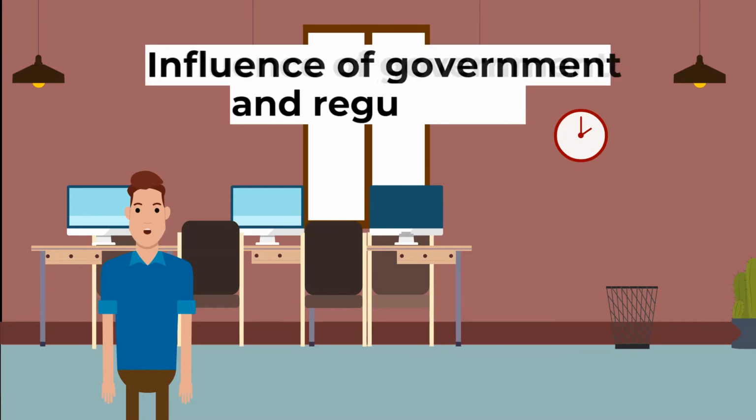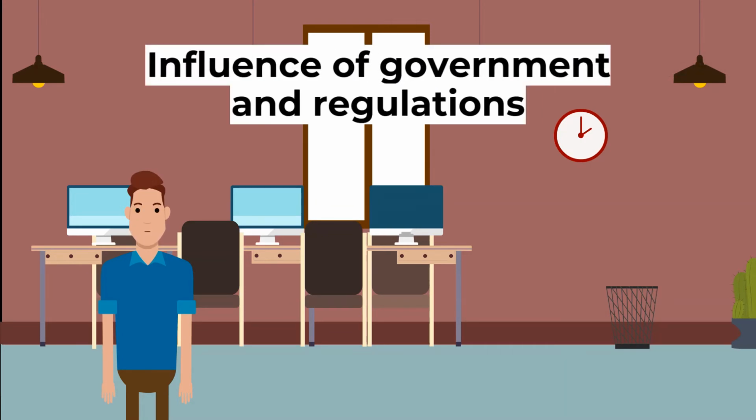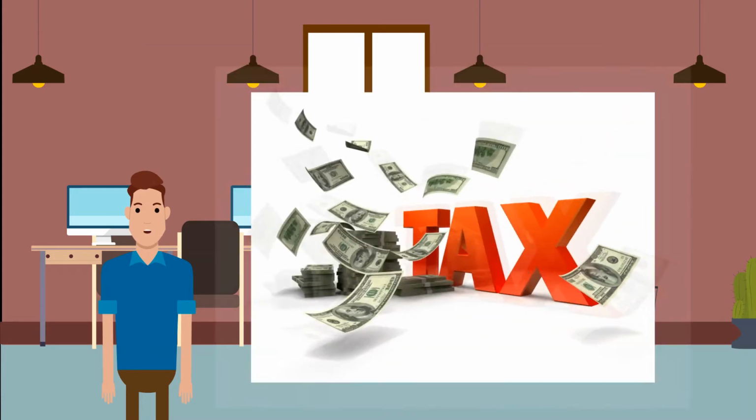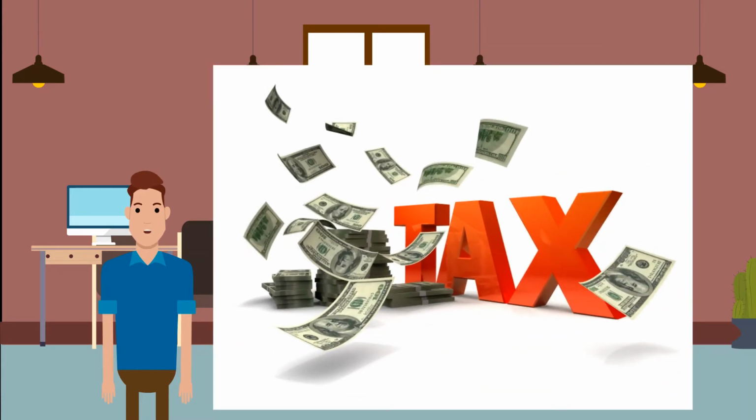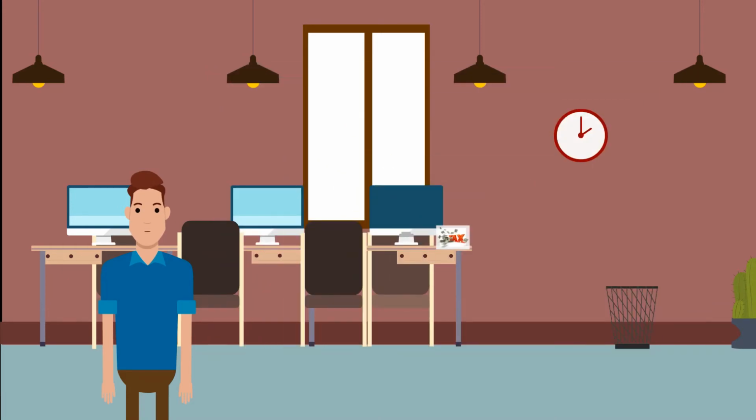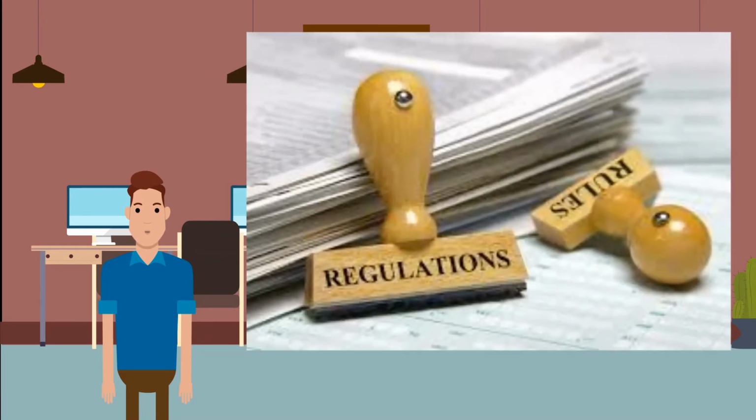5. Influence of government and regulations. Governments can encourage investment by their own policy decisions. For example, they could offer tax breaks or grants to businesses to try and encourage them to invest. Regulations also affect investment, as a highly regulated economy tends to see less investment as regulation increases the cost and time taken to invest, such as planning regulations.